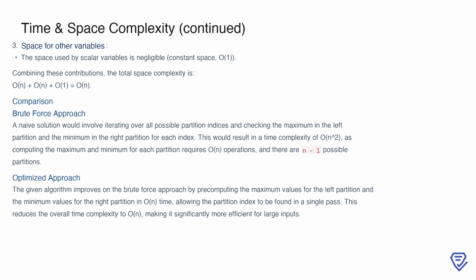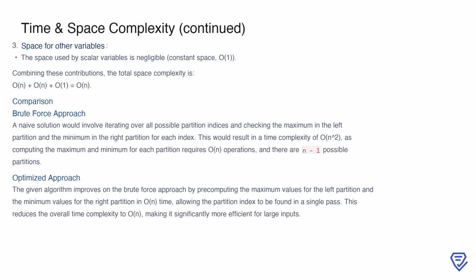To put this into perspective, consider a naive brute force approach. In such an approach, we would iterate over all possible partition indices and compute the maximum in the left partition and the minimum in the right partition for each index. This would require O(n) operations for each of the n-1 possible partitions, resulting in an overall time complexity of O(n squared). By contrast, the optimized approach precomputes the maximum and minimum values in linear time, reducing the overall time complexity to O(n).